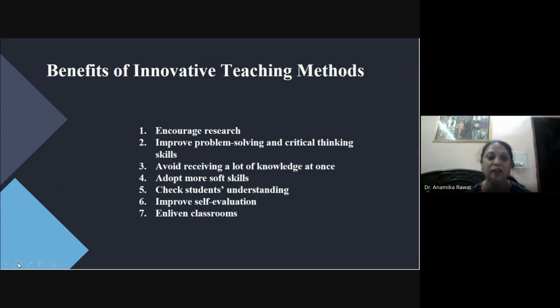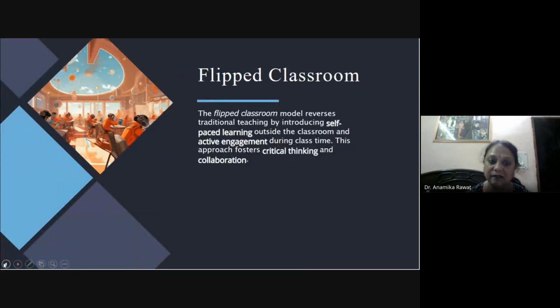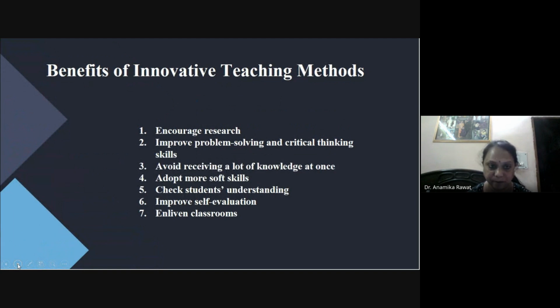So these are the basic benefits of innovative teaching methods. First one, increased research. Second one, problem solving. Third one, avoiding receiving a lot of knowledge. Fourth one, adopting more soft skills. Fifth is student understanding, improved self-evaluation, and lively classrooms.